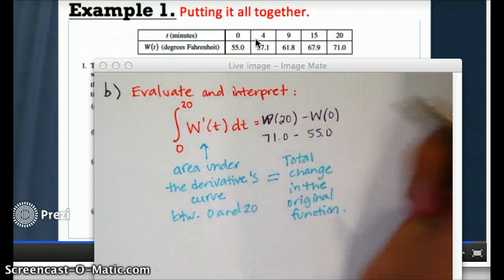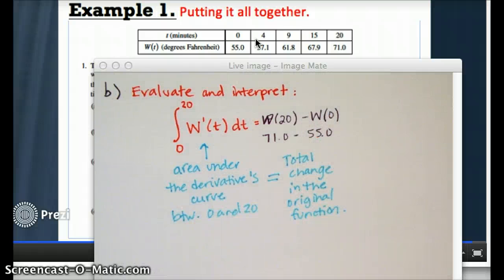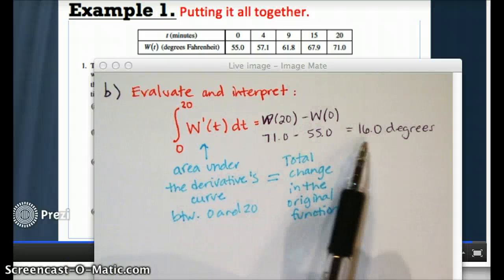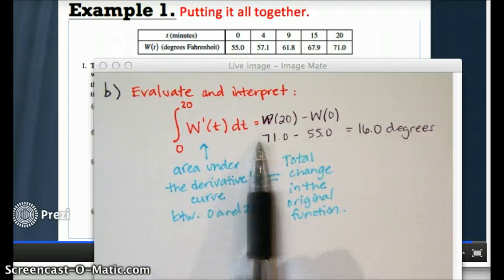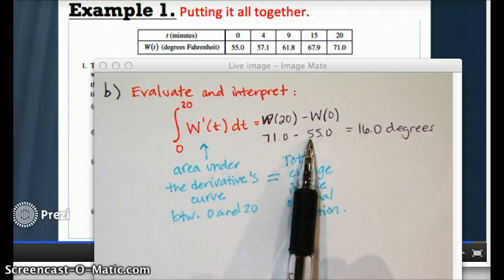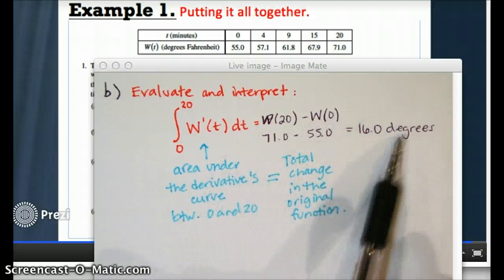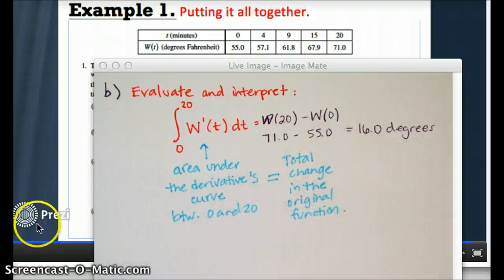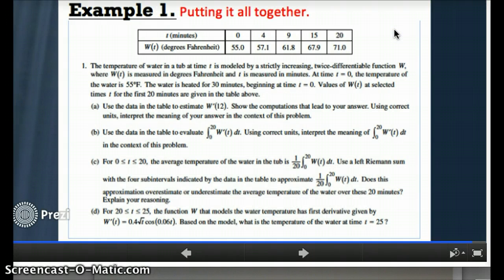So actually, evaluating this integral really just means I need to subtract the 2, which gives us a total of 16 degrees, because it's a change in amount of degrees. And then we just need to explain that this number represents the total amount by which the water or whatever we're heating increased over the course of the first 20 minutes. It would be important to say over the course of 20 minutes. Since I'm at the end of the time here, we'll pause and continue.